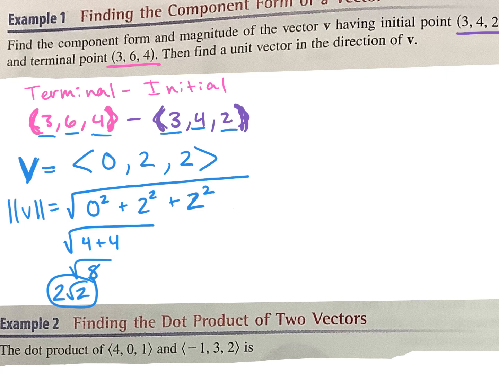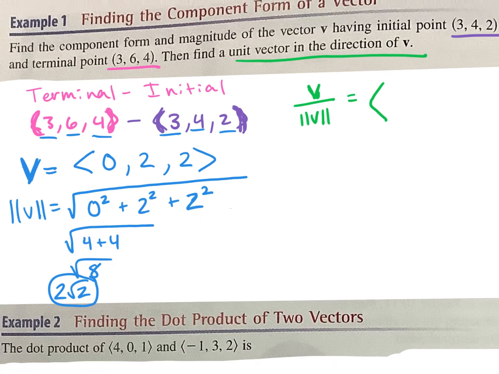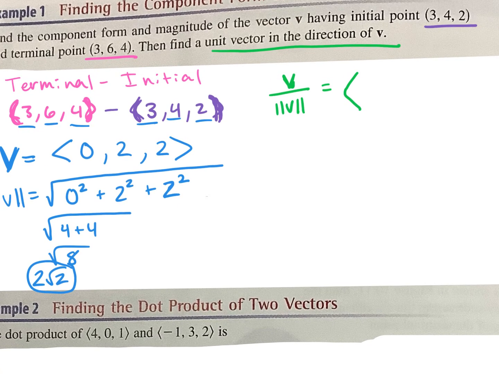And then to find the unit vector, there's a formula for that too on the last page. You just take vector v and divide it by the magnitude of v. Just leave it as the radical if you can't simplify. So vector v would be 0, 2, 2, and then we're dividing that by our magnitude, which is 2 square root 2, 2 square root 2, 2 square root 2.